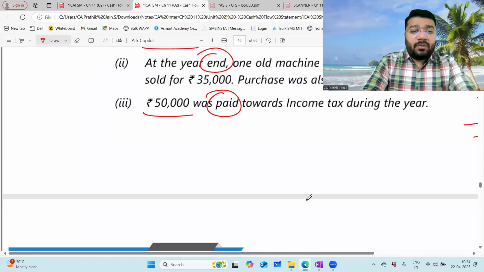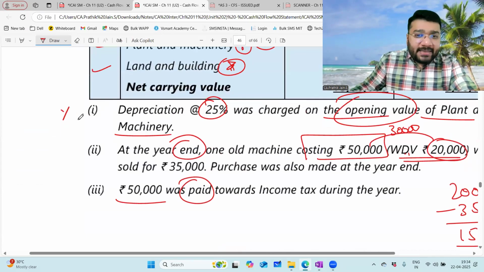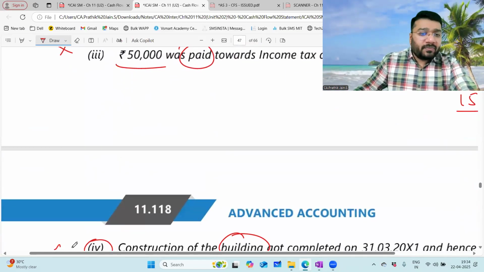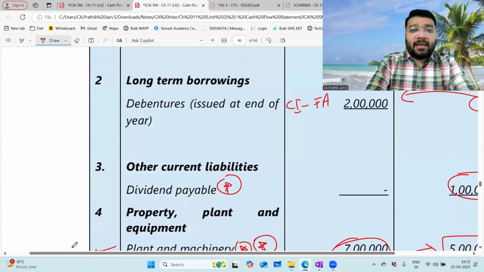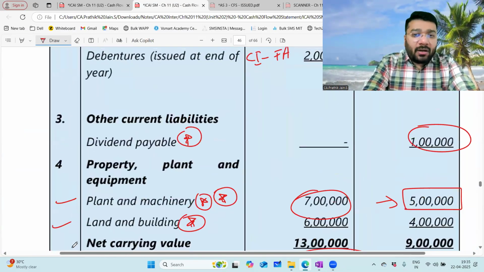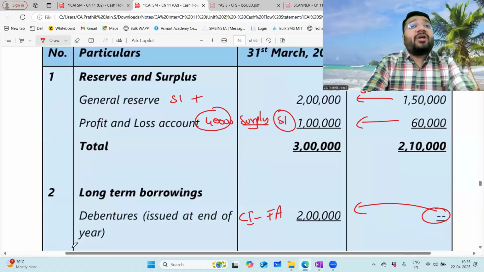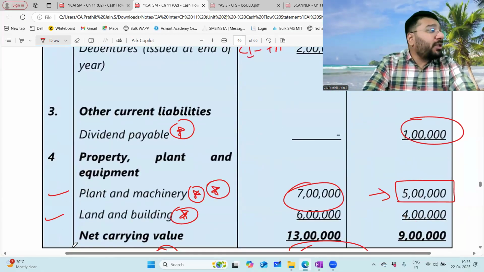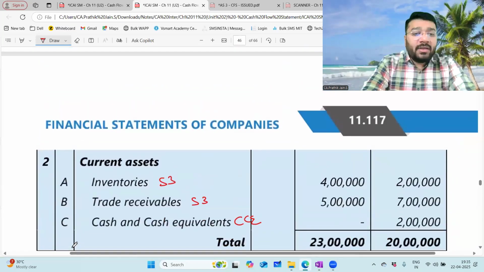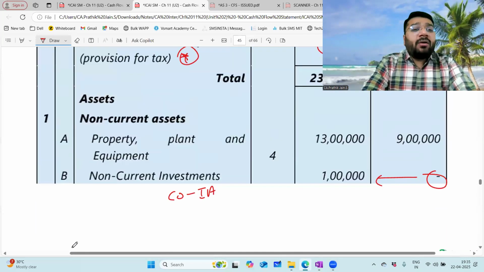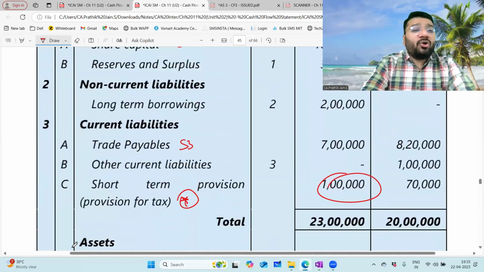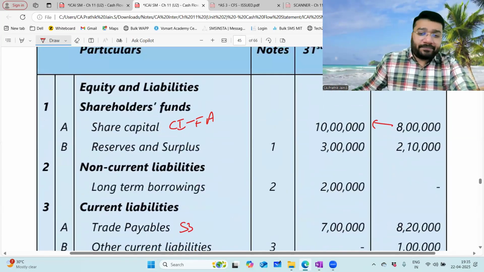Now, is this point 1 affected by any segment? No, not this, neither this, nor this. Anything in your notes to accounts which is affecting your segment 2? I can't see any mark of segment 2 in the notes. Now, anything in current asset affecting segment 2? No. Anything in non-current asset affecting segment 2? No. Anything here in current liability affecting segment 2? No. Nothing. That's all.